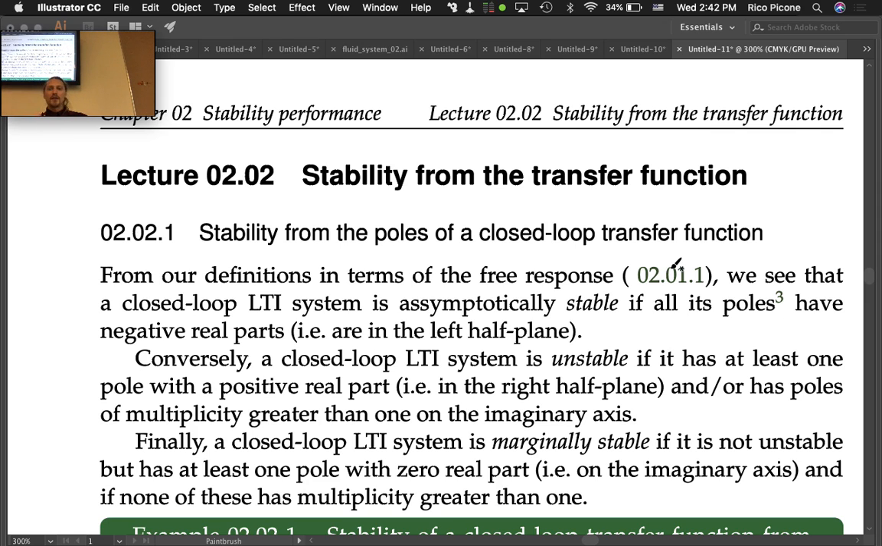Finally, a closed loop LTI system is marginally stable if it is not unstable, but has at least one pole with 0 real part on the imaginary axis, and if none of these has multiplicity greater than 1. There's that greater than 1 multiplicity on the imaginary axis, which is like the edge case to keep an eye on, but it is very rare, so it doesn't happen a lot. Usually you have to have a positive real part for a pole to get an unstable system. That's mostly the situation.